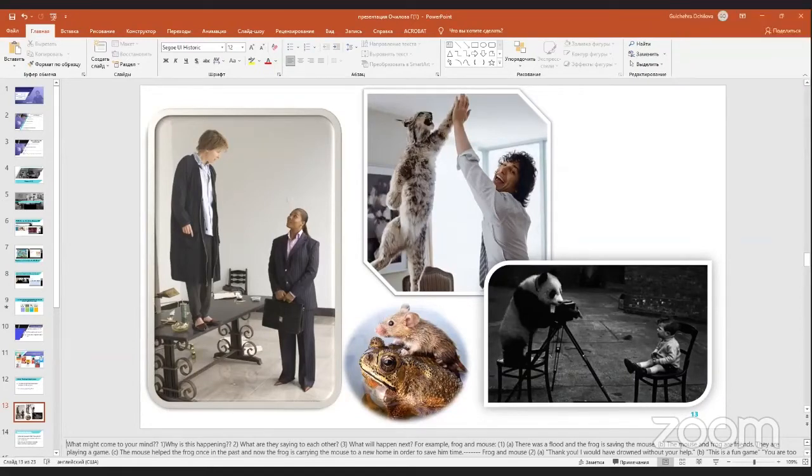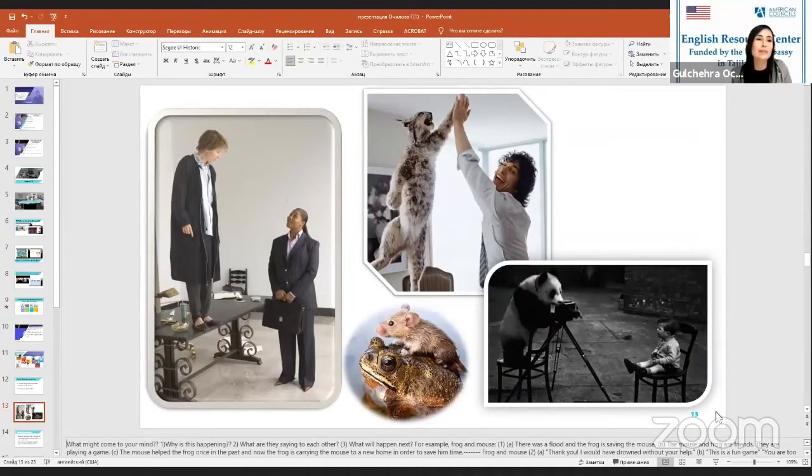We had two people raising their hands, Nashiba and Firuz. Okay, yes. Now I can see their hands. So just predict, use critical thinking. So what do you think is happening in these pictures? What are they saying to each other? So what will happen next?